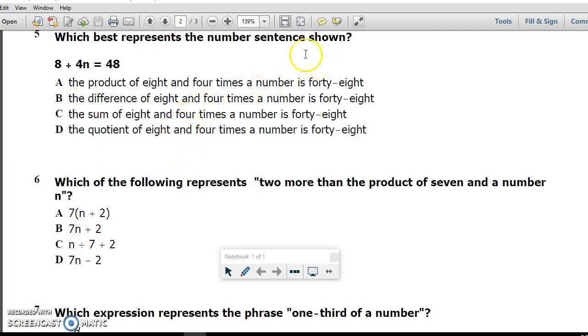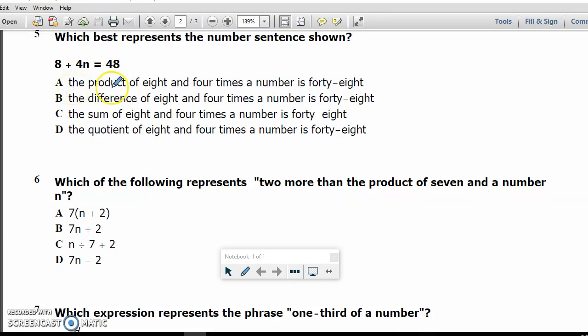Which best represents the number sentence shown? Okay, so if we look through our answer choices, you have to look at what operation is being done. We know we are adding and we know we are multiplying in this problem. And our answer is 48. So look through your answer choices.